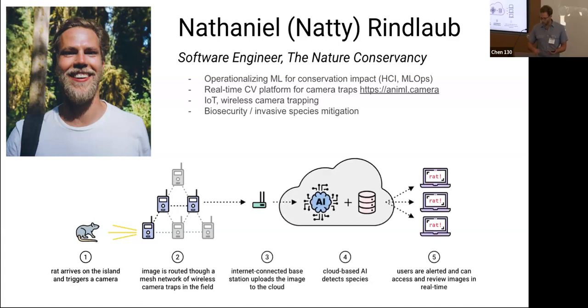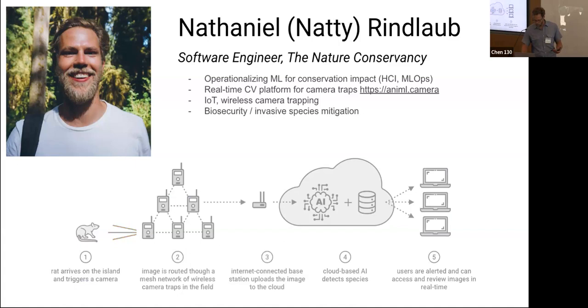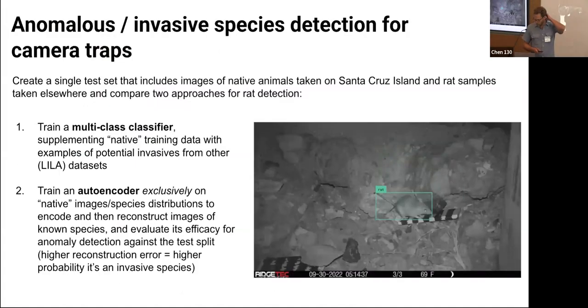So the problem we'll be working on over the course of the workshop is essentially what we're trying to do. Biosecurity is another term for invasive species detection, monitoring and management. At its core, using camera trap imagery and machine learning for biosecurity monitoring is what I am told is referred to as an open set classification or anomaly detection problem.